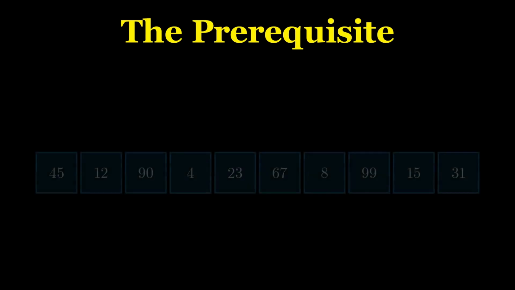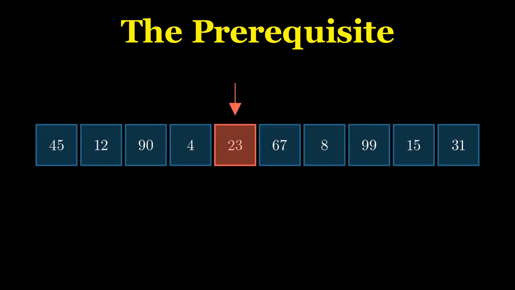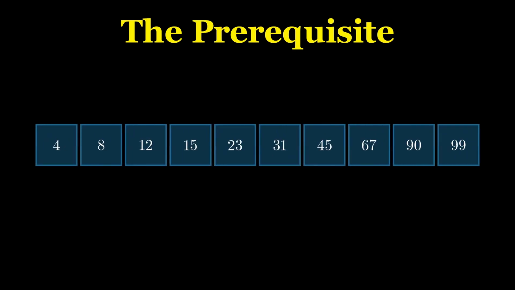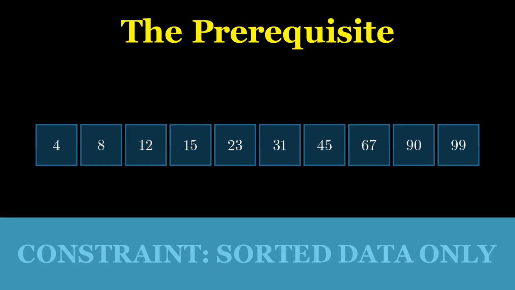There is a catch. The guessing game only works because 51 is always greater than 50. For binary search to work, your data must be sorted. If the numbers are random, looking at the middle tells you nothing. But if they are sorted, looking at the middle tells you everything. Constraint: data must be sorted. Here is the algorithm.